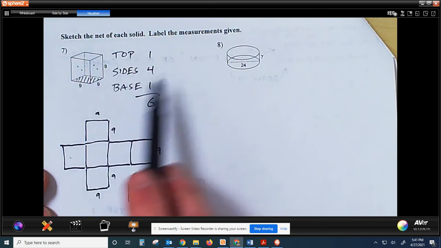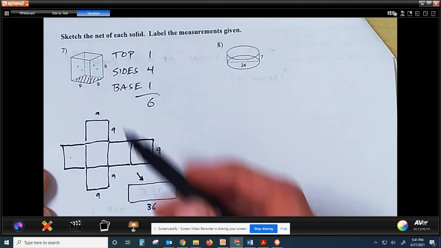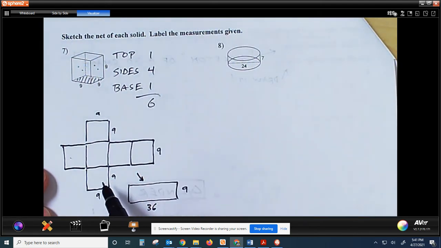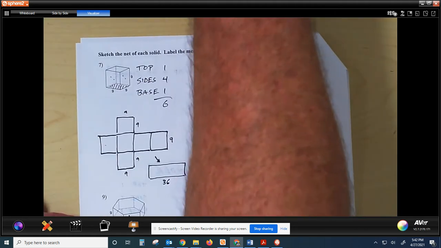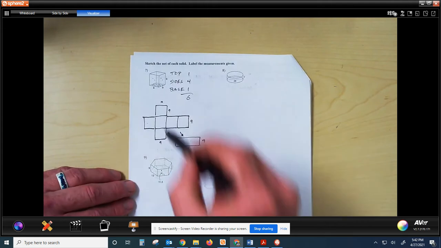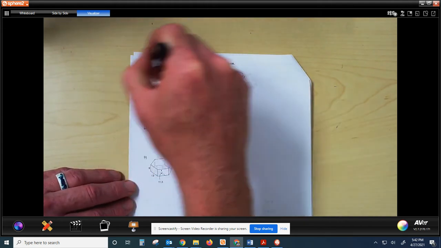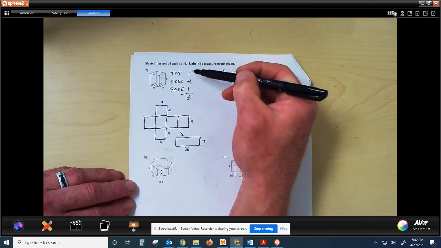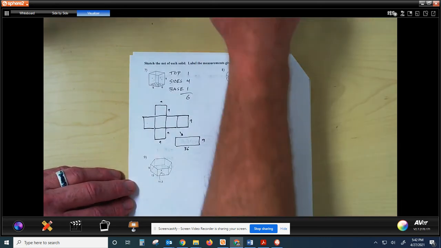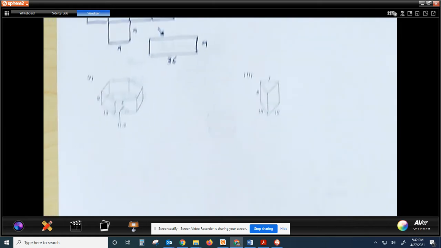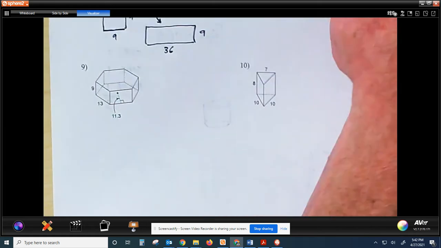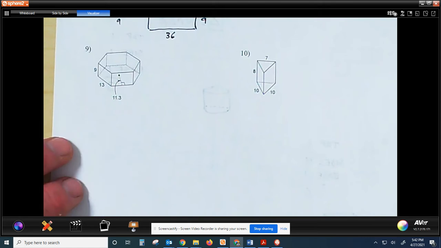Sketch the net of each solid, label the measurements given. So my cube unfolded. Its surface area is the combination of all these numbers. Okay, there is lots of room on this document to draw, so I'm using the entire section here. And I'm going slow to make sure I understand the concepts. Okay, I'm going to come down to number 9. Chipping away at problems here.